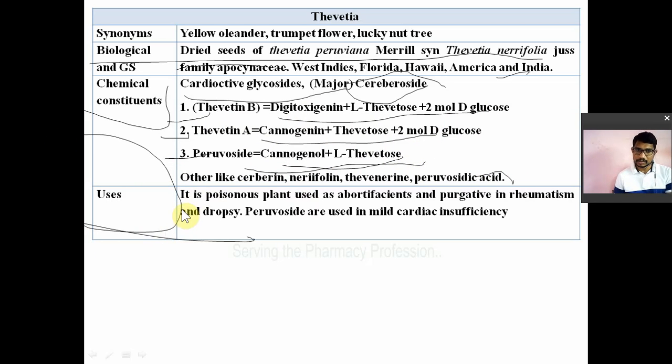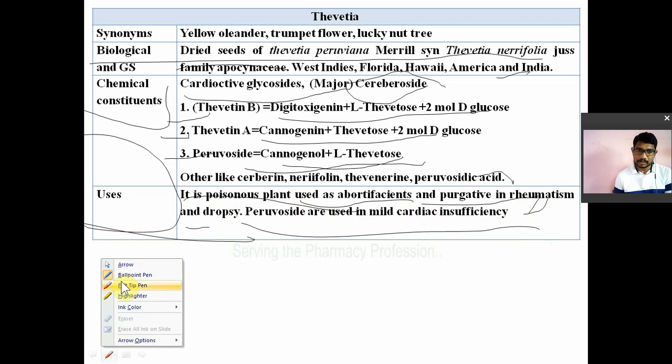Then again, uses of this Thevetia. It is a poisonous plant and used as an abortifacient, by those who commit abortions on pregnant ladies. It is a purgative and it is also used in rheumatism. It is also used in dropsy. It is also used in mild cardiac insufficiency. These are the uses of Thevetia.